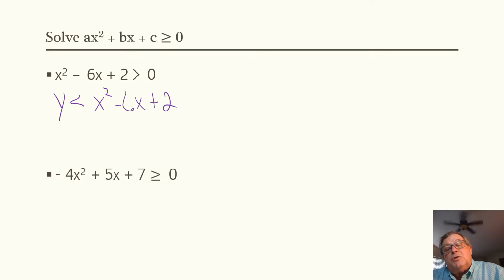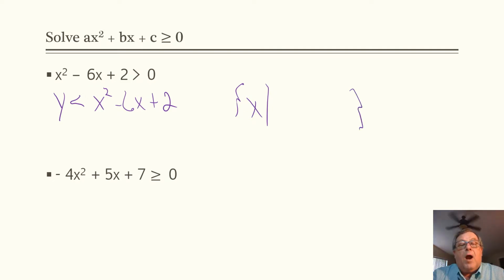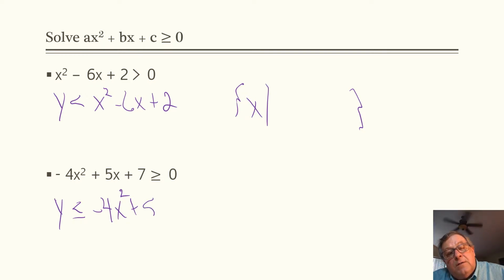And remember, my solution set is going to look something like this: x such that, and then I'm going to have my constraints, less than, greater than. This is an and statement, or an or statement, whatever, finished off by a bracket. Now, in this one, I'm also going to swap this around and substitute y for 0, so that y is less than or equal to negative 4x squared plus 5x plus 7.